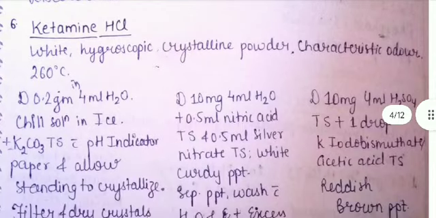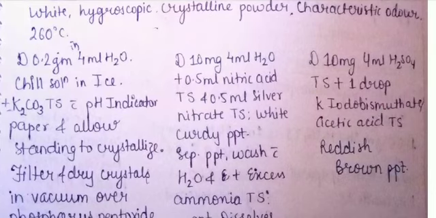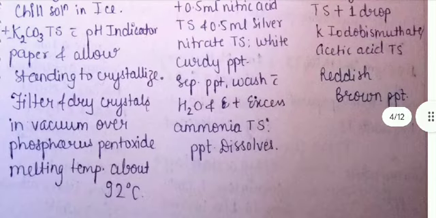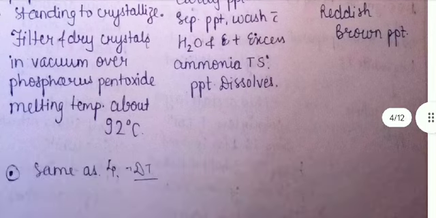Ketamine hydrochloride: white hygroscopic crystalline powder, characteristic odor. Melting point is 260 degrees Celsius. In this, there are 3 tests. We have to dissolve 0.2 gram in 4 ml water, then chill the solution in ice. To that we will add potassium carbonate TS with pH indicator paper and allow standing to crystallize and filter, and dry the crystals in vacuum over phosphorus pentoxide. Melting temperature is about 92 degrees Celsius.